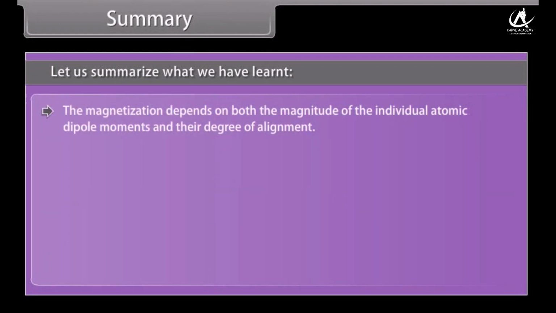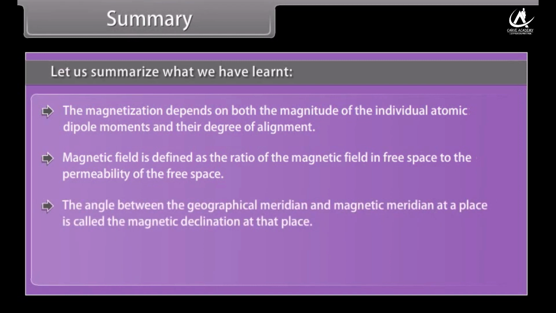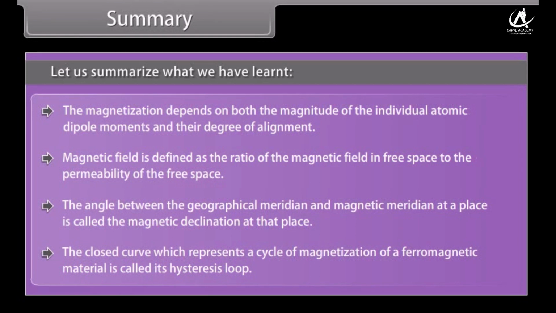The magnetization depends on both the magnitude of the individual atomic dipole moments and their degree of alignment. Magnetic field is defined as the ratio of the magnetic field in free space to the permeability of free space. The angle between the geographical meridian and magnetic meridian at a place is called the magnetic declination at that place. The closed curve, which represents a cycle of magnetization of a ferromagnetic material, is called its hysteresis loop.